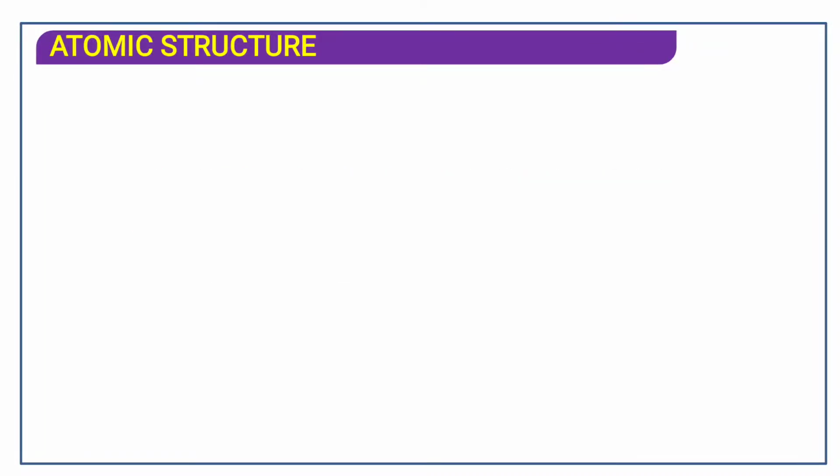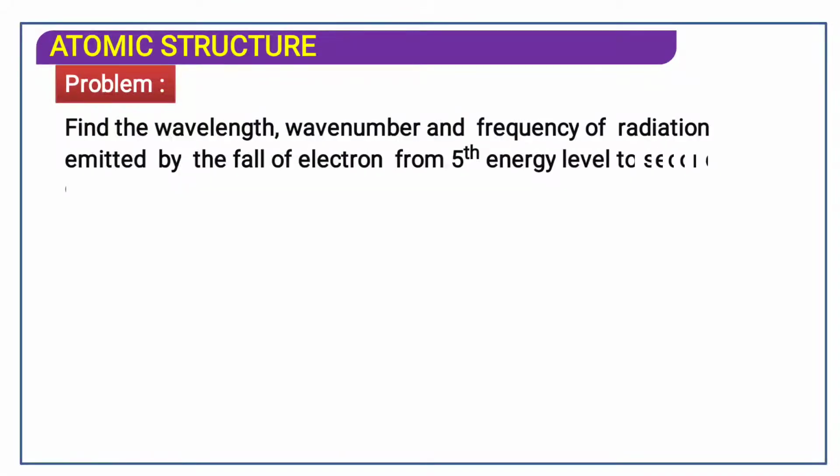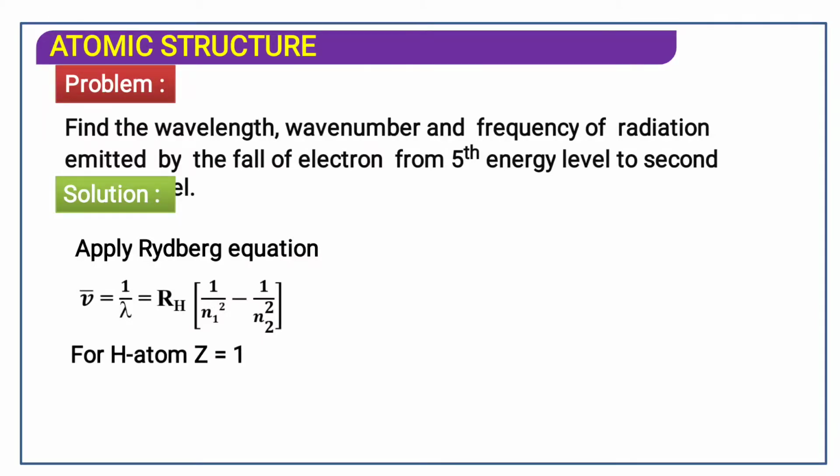Question based on the hydrogen spectra. Remember the formula: 1 upon lambda is equal to R H into the bracket 1 upon n1 squared minus 1 upon n2 squared. The question asks: find the wavelength, wave number, and frequency of the radiation emitted by the fall of an electron from the fifth orbit to the second one. Applying the Rydberg constant, 1 upon lambda is nothing but the wave number. For hydrogen Z equal to 1. In the Balmer series, over here n1 equals 2 and n2 equals 5.